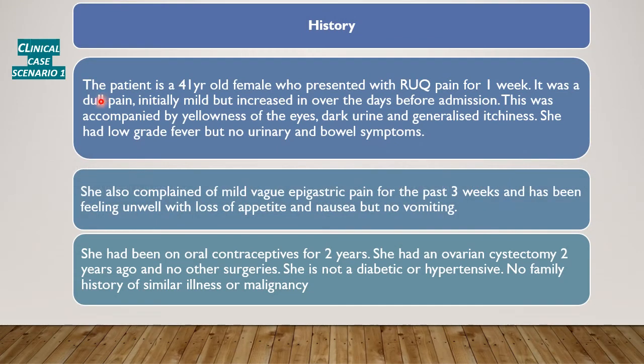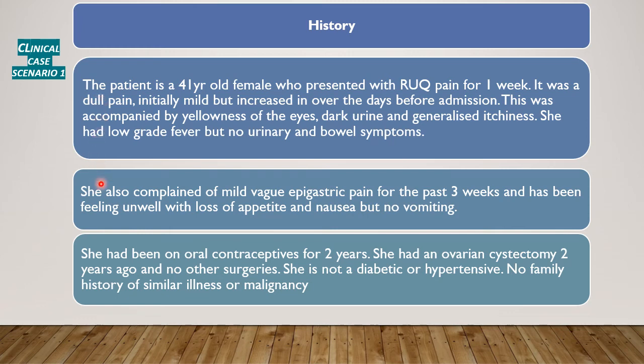The patient is a 41-year-old female who presented with right upper quadrant abdominal pain for 1 week. It was a dull pain, initially mild but increased in severity over the days before admission. This was accompanied by yellowness of the eyes, dark urine and generalized itchiness of the skin. She had low-grade fever but no urinary and bowel symptoms.